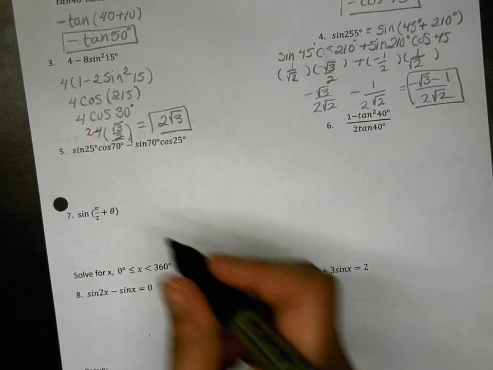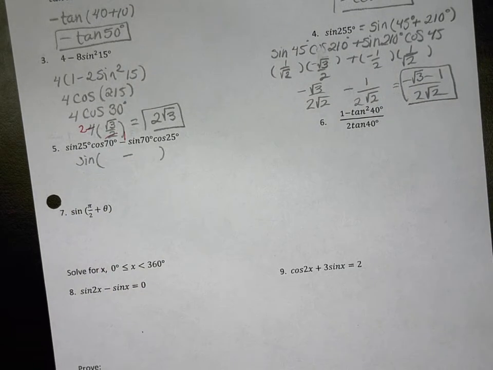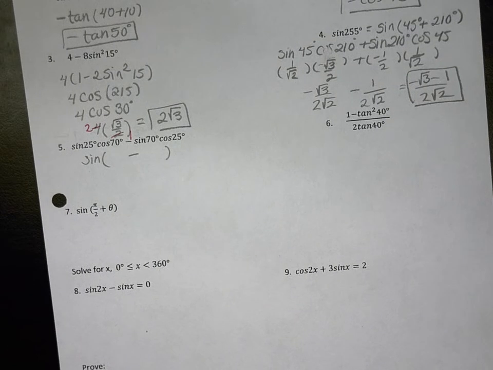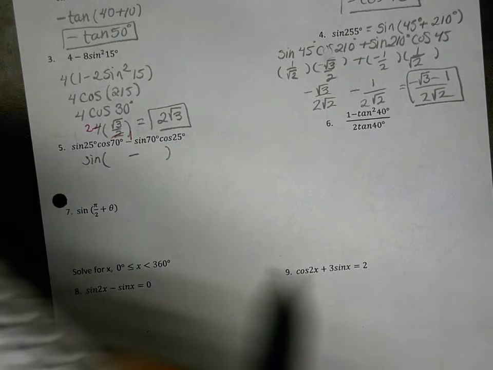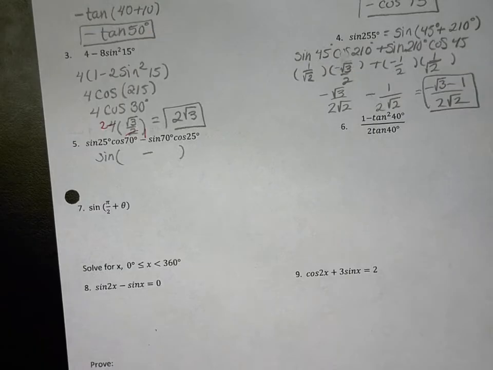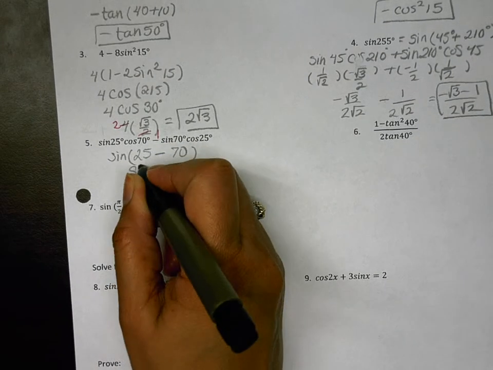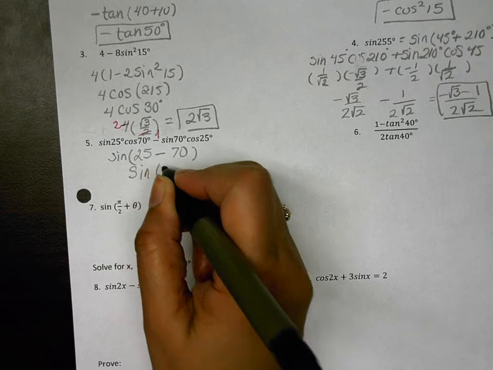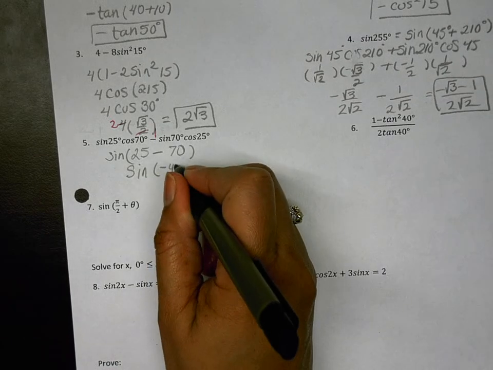So it is sine of, and it's minus. So we have to keep track of which one's A and B. Is it 25 minus 70 or 70 minus 25? The A is with the first sine. 25 minus 70, which is sine of negative. I'll give you guys a second to do that in your head. Negative what? 45.